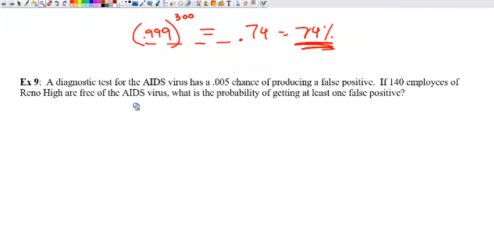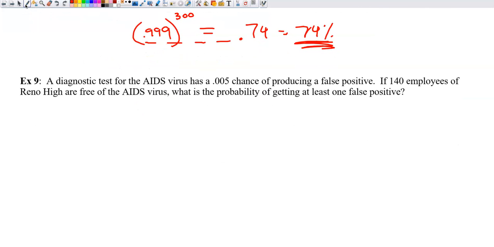A diagnostic test for AIDS has a 0.005 chance of producing a false positive, so 0.5%. If 140 employees of Reno High are free of AIDS, what's the probability of getting at least one false positive? That's a big if. Just kidding. What's the probability of getting at least one false positive?